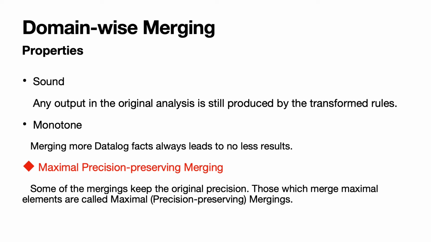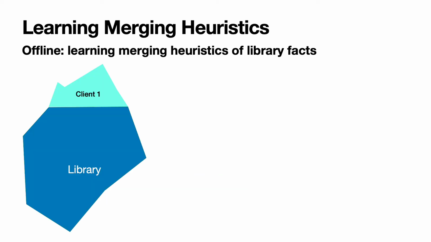That is, if a merging merges more Datalog facts in the sensitivity domain, it will produce more results. Since most static analysis is over-approximated, it means more false positives. This monotonicity is non-strict, and some of the mergings keep the original precision. The ones merging the maximal number of elements while keeping precision are called maximal precision preserving mergings. Then our goal is to find the maximal precision preserving merging. It is most likely to accelerate the original analysis without precision loss.